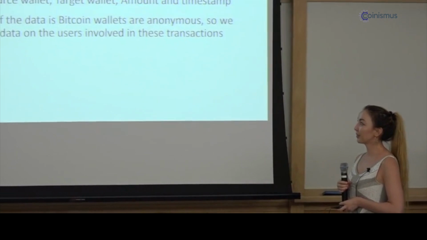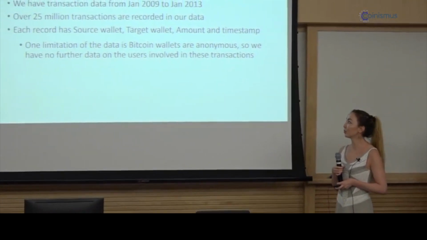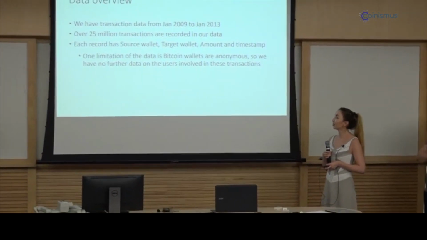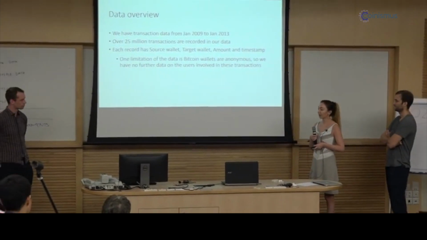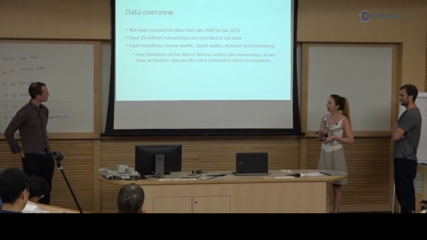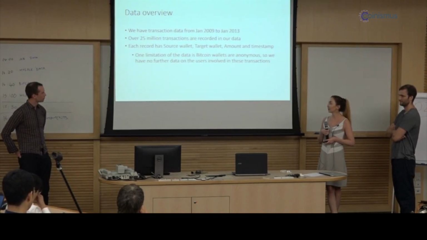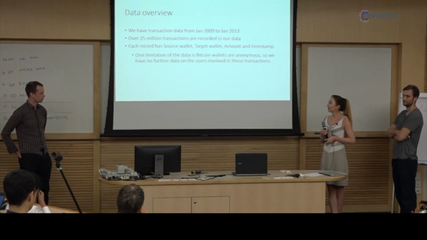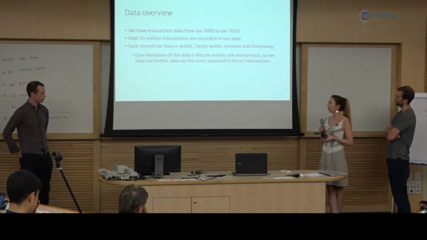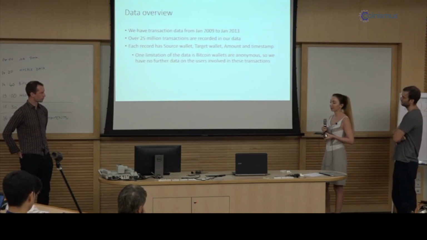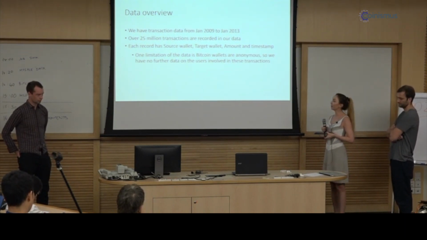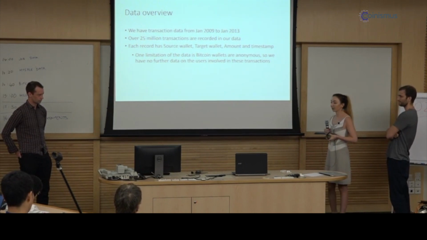And now our data. We have transaction data from January 2009 to January 2013. It's a 4-year transaction history, and in total we had more than 25 million transactions. Our data looks like this: we have a source wallet, a target wallet, some amount of Bitcoins that were sent from one wallet to another, and we have information about the timestamp.